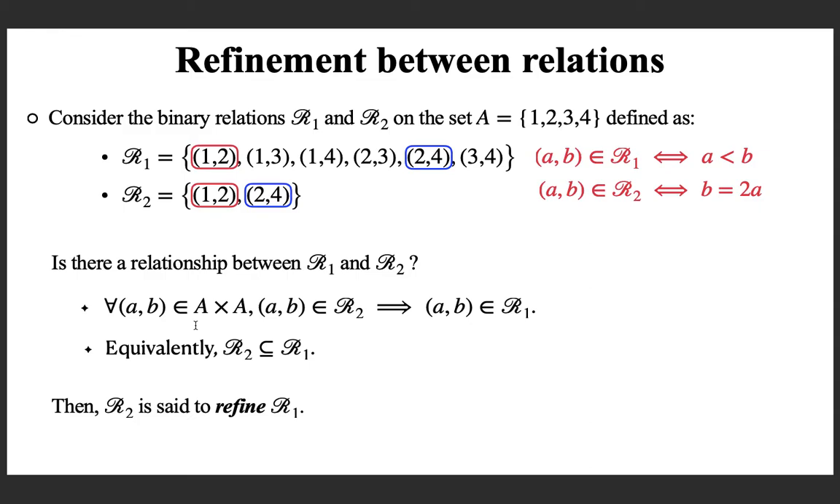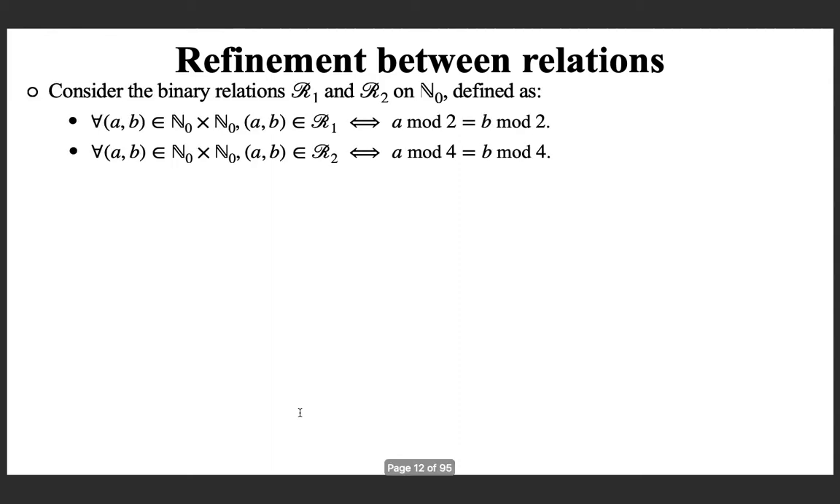That is, when R2 refines R1, that means R2 is completely contained in R1 as a set of pairs. Or whenever two elements are related under R2, the same two elements must be related under R1. If R2 and R1 satisfy this property, then R2 is said to refine R1. We can consider one more example before we formalize the definition of refinement between relations.